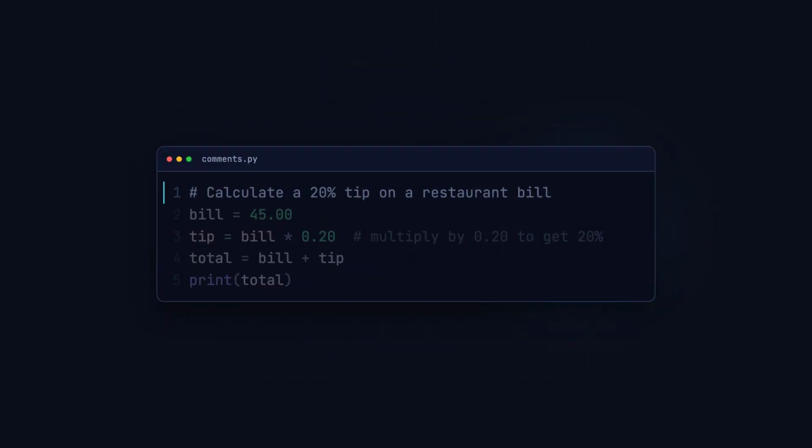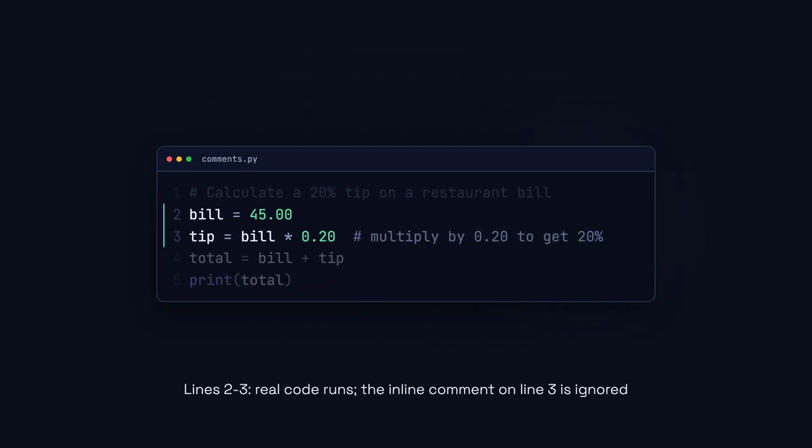The very first line starts with a hash symbol. That makes the whole line a comment. Python reads it and immediately moves on without doing anything with it. Lines 2 and 3 contain actual Python code that does run. Notice line 3 has a comment tagged on at the end after the hash. Python runs the code before the hash and ignores everything after it.